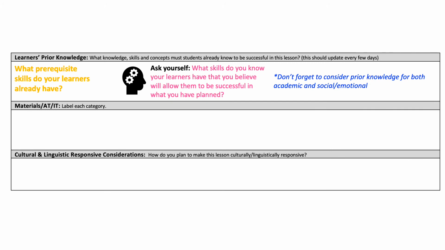Next, we're going to take into consideration your learner's prior knowledge. So consider, what prerequisite skills do your learners already have? Then ask yourself, what skills do you know that your learners already have that lead you to believe that what you have planned they are going to be successful with? As a note, don't forget to consider prior knowledge for both your academic and social emotional learning objectives.